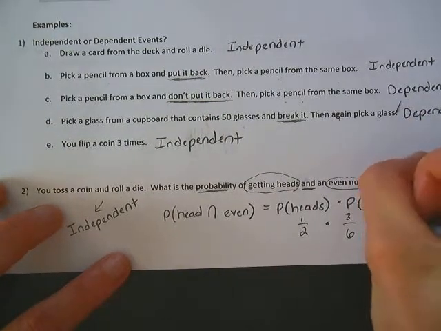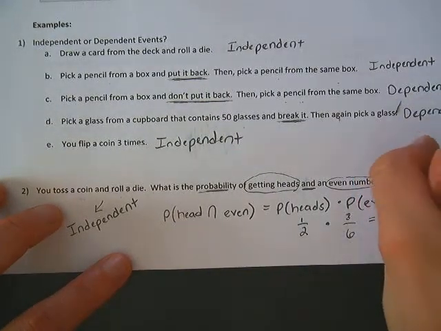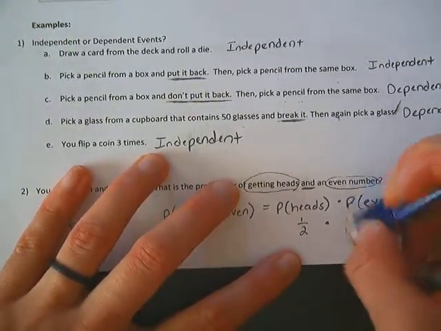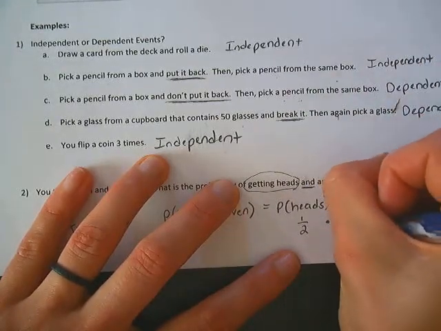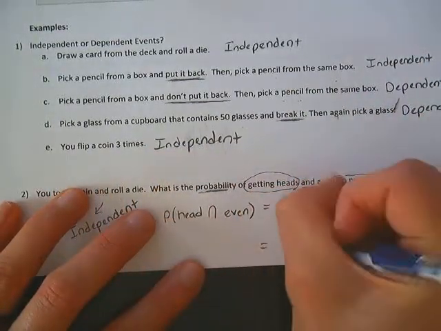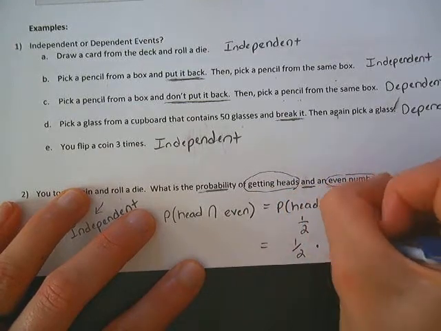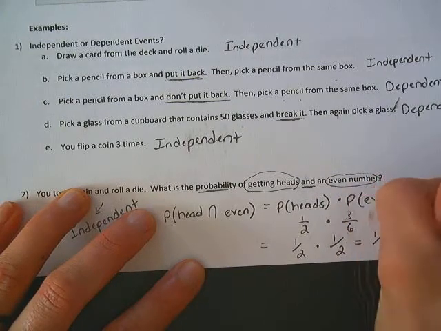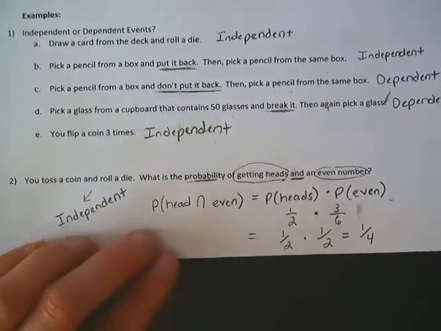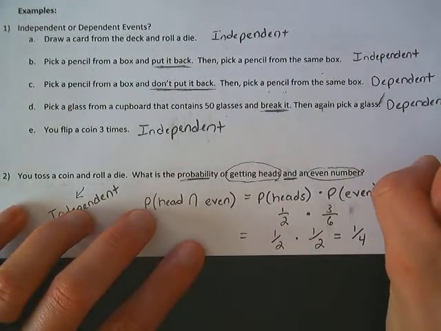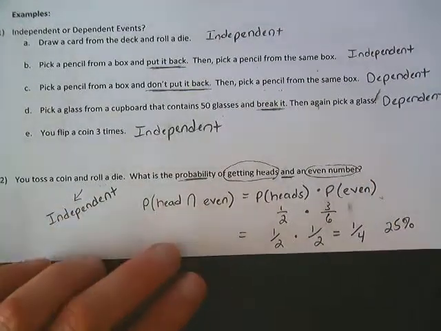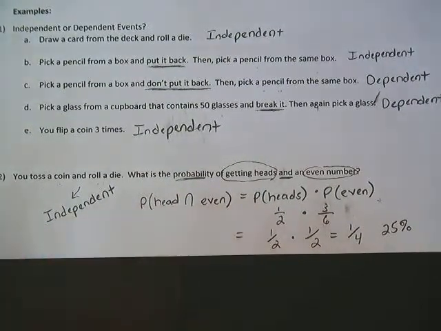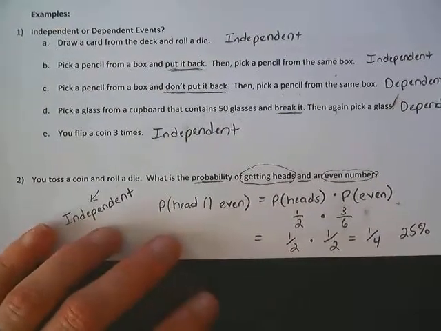And so from here, I'm probably going to simplify my fractions a little bit before I actually multiply them, because that'll make my multiplying a little bit easier. So I'd have 1/2 times 3 over 6 reduces to 1/2. So it'd be multiply straight across. 1 times 1 is 1, 2 times 2 is 4. So I have a 1 out of 4 chance, or if you change that to a percentage, I'd have a 25% chance of getting a heads on the coin and an even number on the die. Okay, so that's an example of independent events.